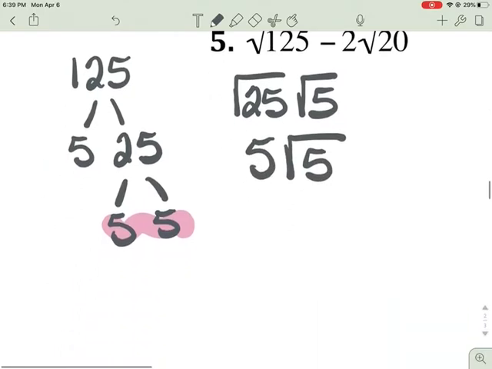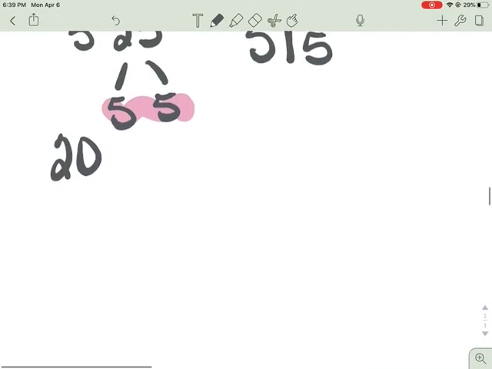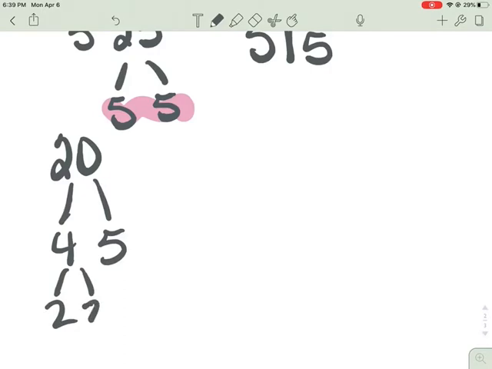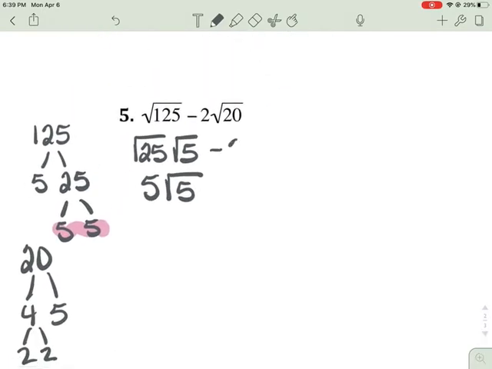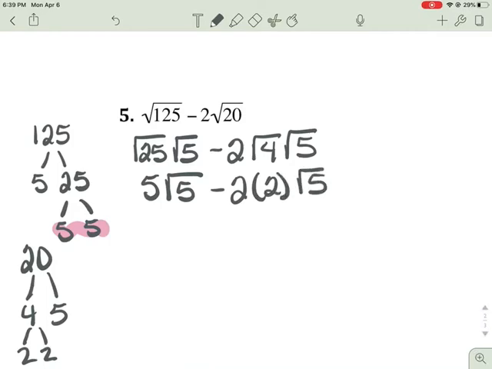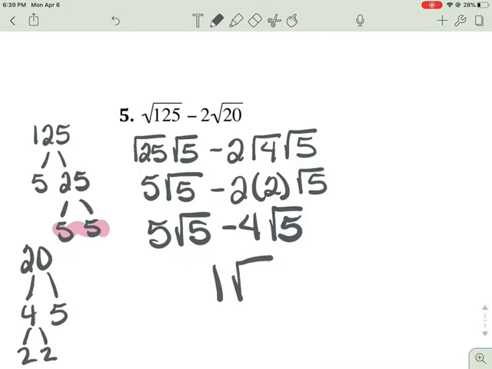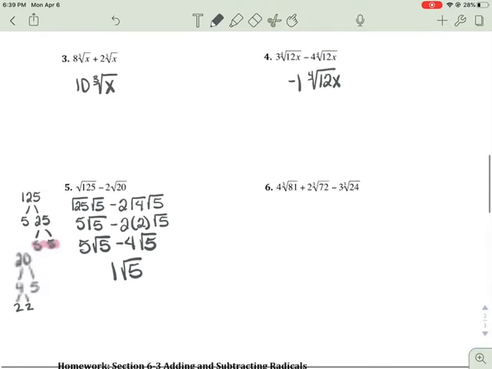Okay, now we're going to take 20. 4 and 5, 2 and 2. Okay, so for 20, we still have that 2 out in front. Square root of 4, square root of 5. So minus 2 times 2 for the square root of 4, square root of 5. So this becomes 5 square roots of 5 minus 4 square roots of 5, which just gives us 1 square root of 5, or just the square root of 5.